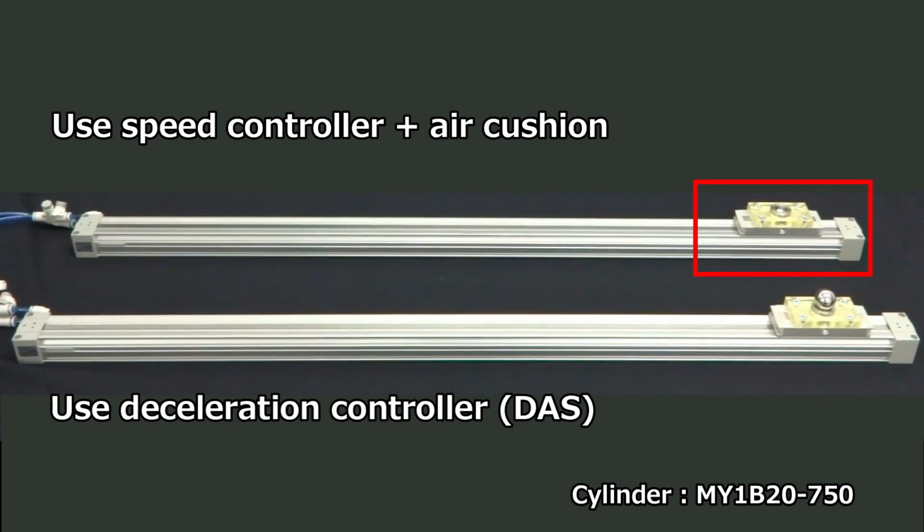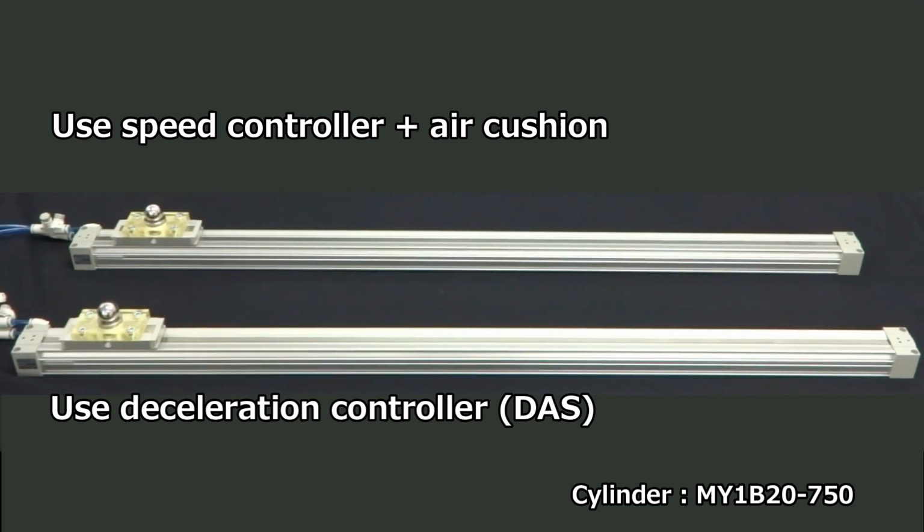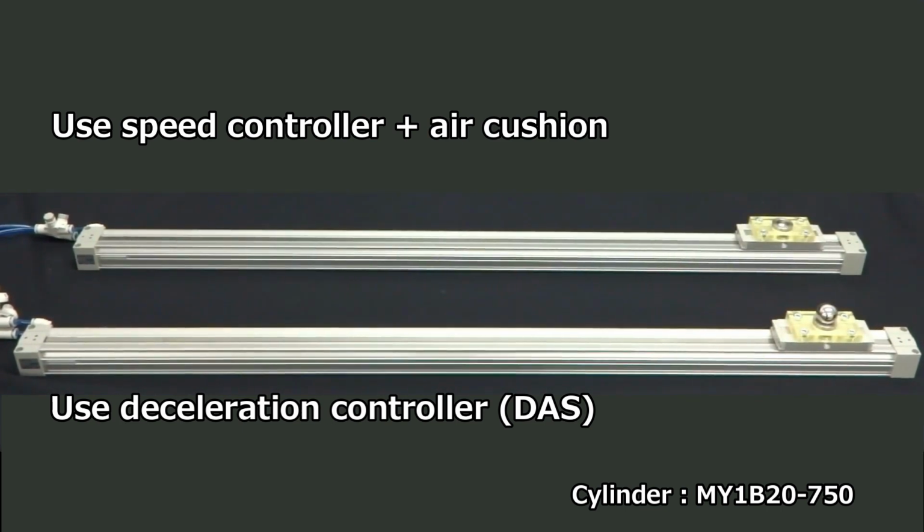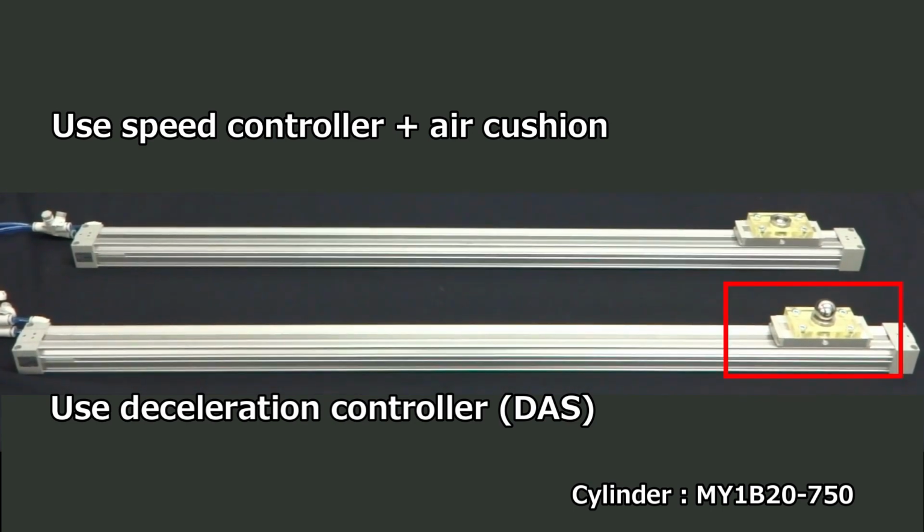The above cylinder controlled by the speed controller had too much impact at the end and a ball placed on the table fell off. The below cylinder controlled by the deceleration controller has shock mitigation at the end and a ball remains on the table at the stroke end.